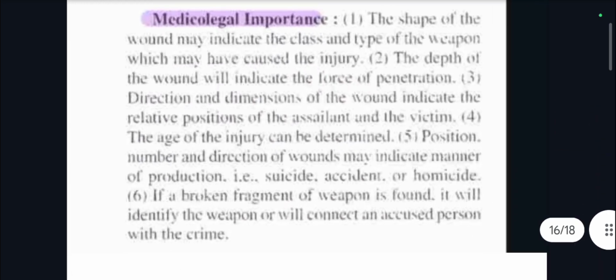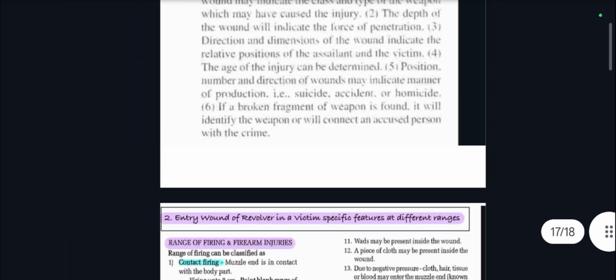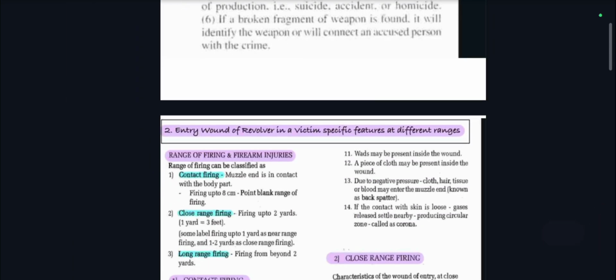Talking about the medical legal importance of stab wound. The shape of the wound may indicate the class and type of weapon which may have caused the injury. Number 2, the depth of the wound will indicate the force of penetration. Number 3, direction and dimensions of the wound indicate the relative position of the assailant and the victim. 4th, the age of injury can be determined. 5th, position, number and direction of wounds may indicate manner of production, that is suicide, accident or homicide. Then 6th, if a broken fragment of weapon is found, it will identify the weapon or will connect an accused person with the crime. So these were the points of medical legal importance in case of stab wounds.